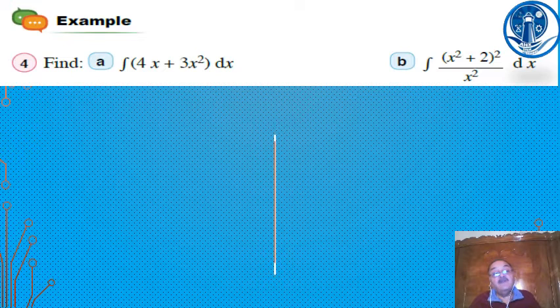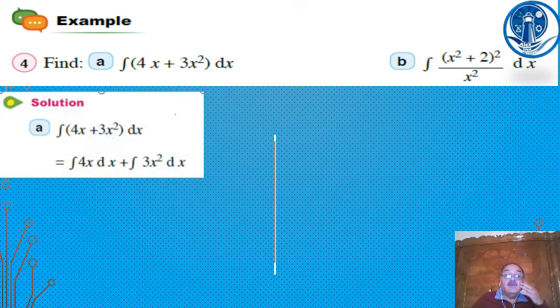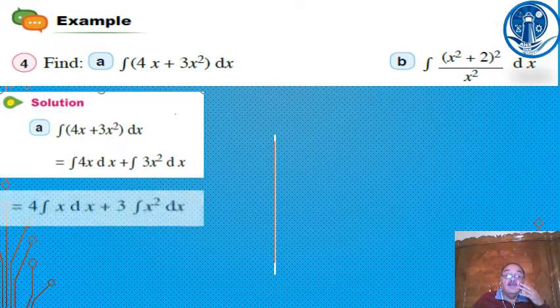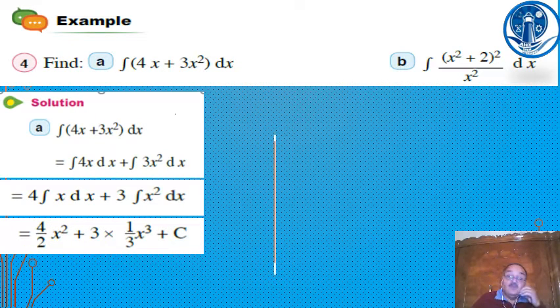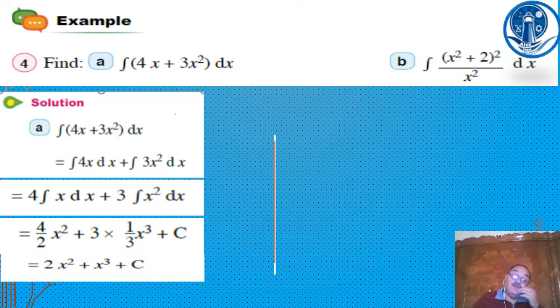Okay. Next, we have integration of 4x plus 3x squared dx. Can you tell me? 4x will be 4x squared over 2. Very good. It will be 4x squared over 2 plus 3 times x power 3 over 3. Then it will be 2x squared plus x cubed plus c.